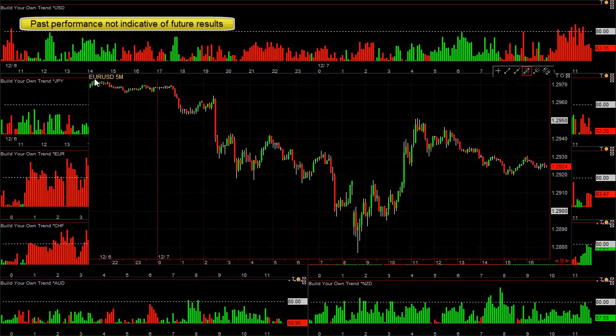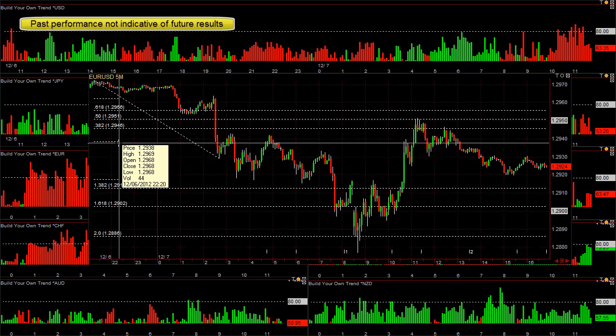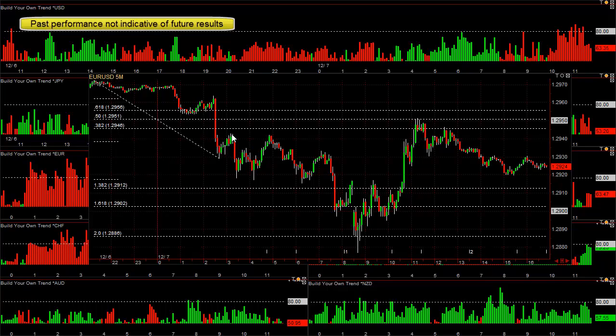So the euro started off the day, and guess what? It did not retrace to the 38% level. Again, if you had waited for a 38% retracement, you would have missed that move. But it did retrace to the 23.6, and it went slightly above it.